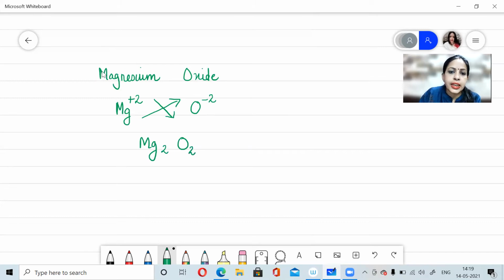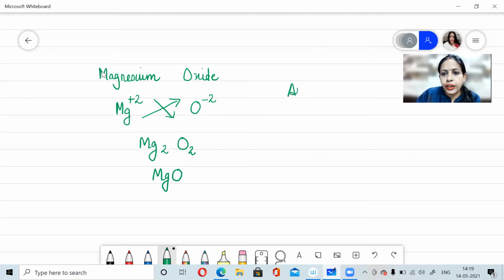Now, the second rule of writing the formula. When we write the final formula, we should check whether the numbers are divisible by a common factor. Here, both are 2, so it can easily be cancelled by 2. So the formula will become MgO. This is the final formula.